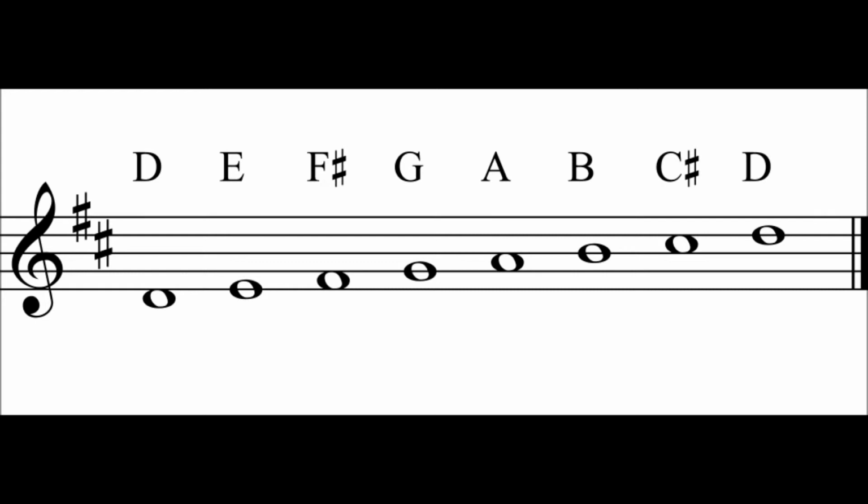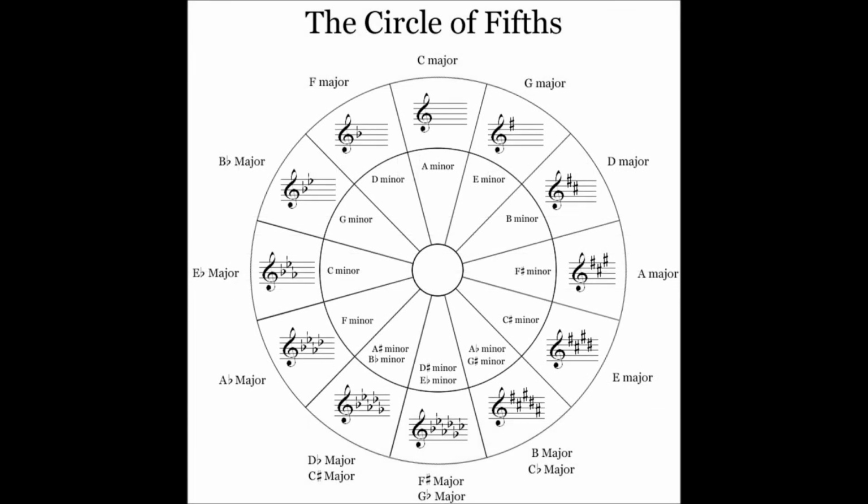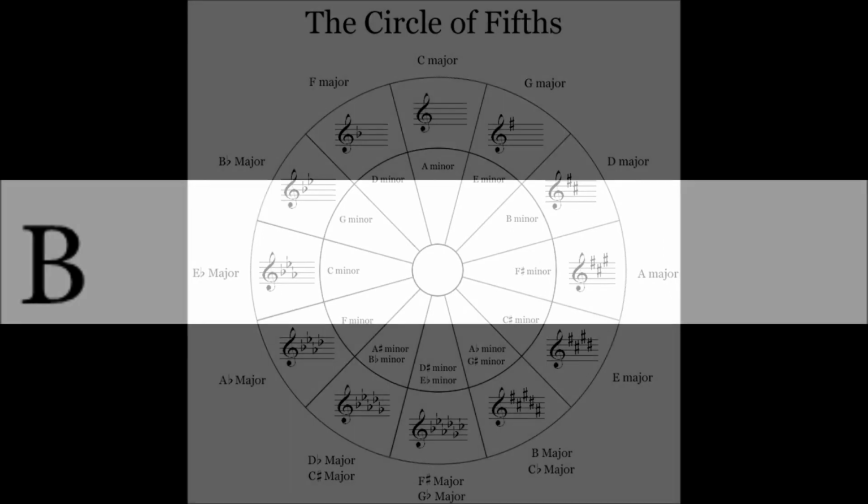Okay, let's spell some scales. Let's start off with the key of B. Using your circle of fifths, or reversing the methods we used in the previous tutorial, you will know that the key of B has 5 sharps. Our first step is to write the alphabet, though, from B to B. B, C, D, E, F, G, A, B.